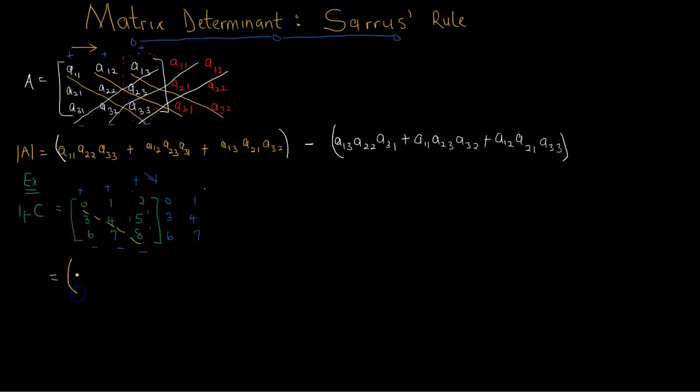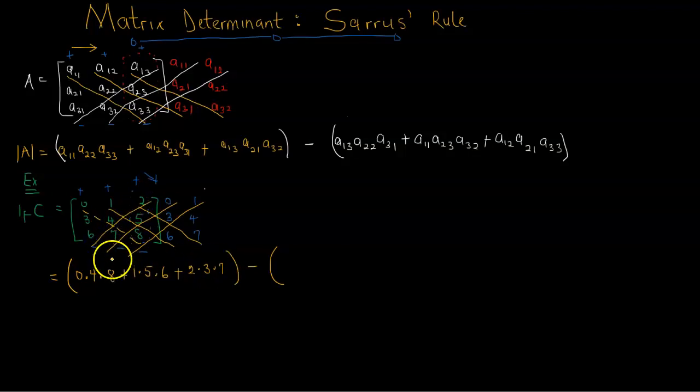So we are going to have 0 times 4 times 8. The next item is 1. This is going to catch 1, 5, 6. So we have 1 times 5 times 6. Plus, the next item is 2. So the diagonal is going to be 2, 3, 7. So this is 2 times 3 times 7. We are done with the positive parts. Then negative. So we're going to do the same. 1, 3, 8 here. Then 0, 5, 7. The next diagonal. Then 2, 4, 6.